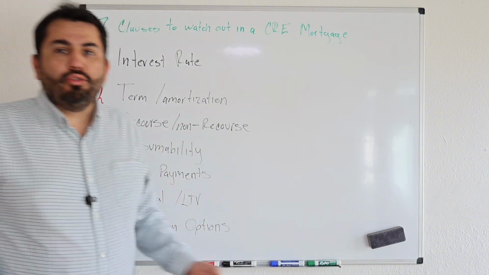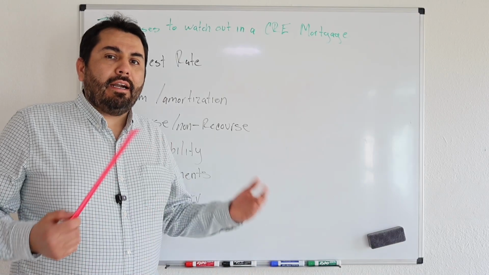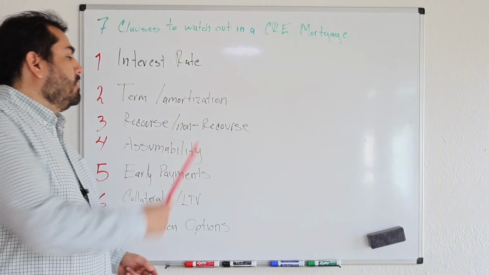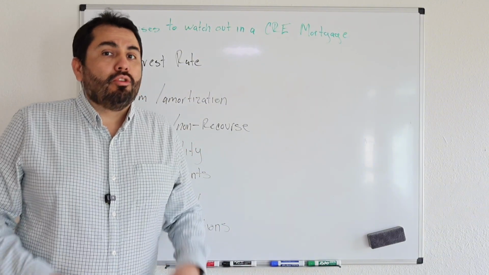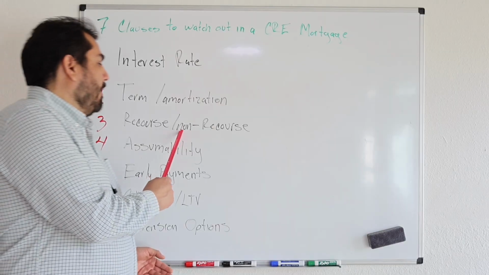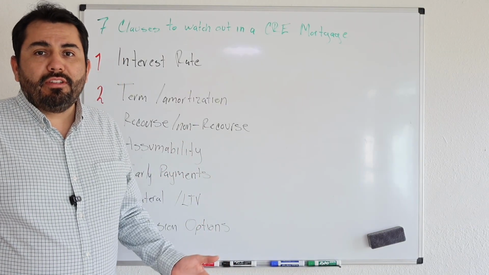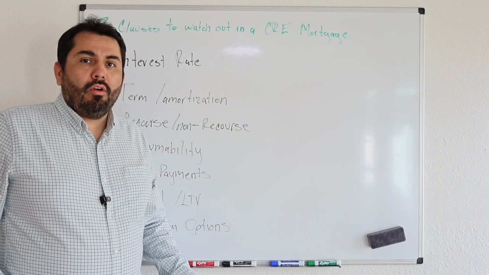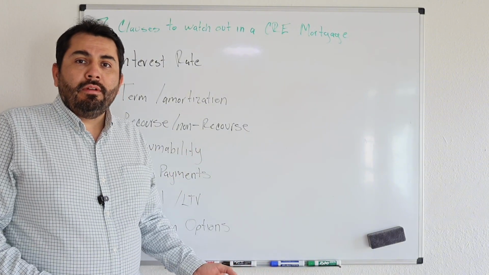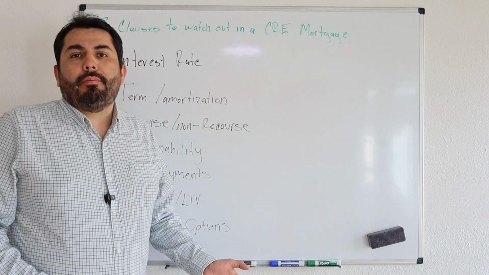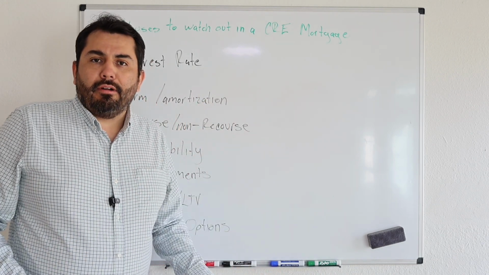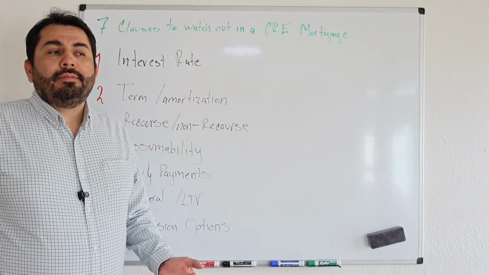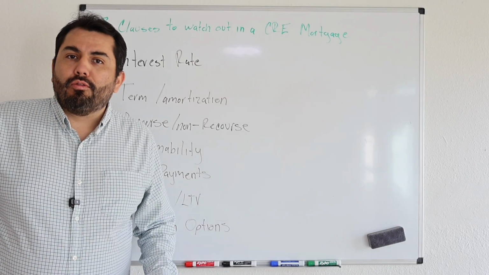Because commercial loans are big loans, millions of dollars, usually these are non-recourse loans. But not all. Agency loans, for example, in multifamily, are usually non-recourse loans because these are millions. Okay, so that means if you don't pay the loan, the bank will just foreclose the property, but will not go after you. But for small community banks, usually they use recourse loans.